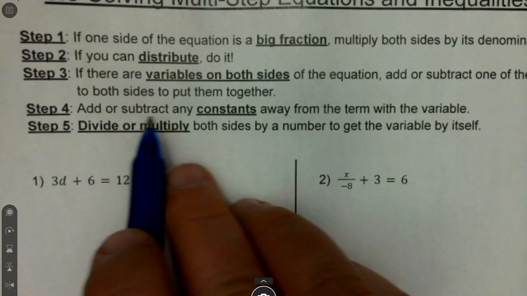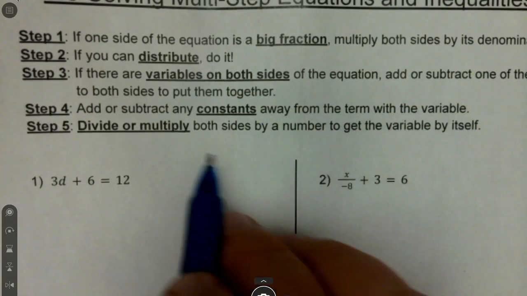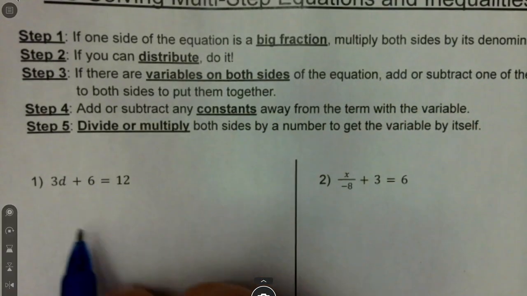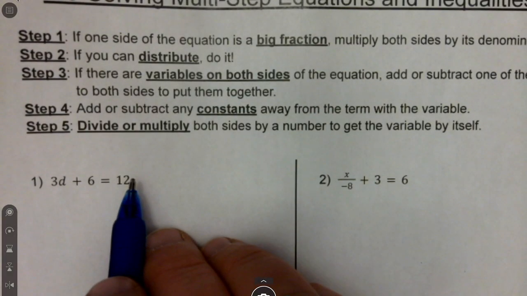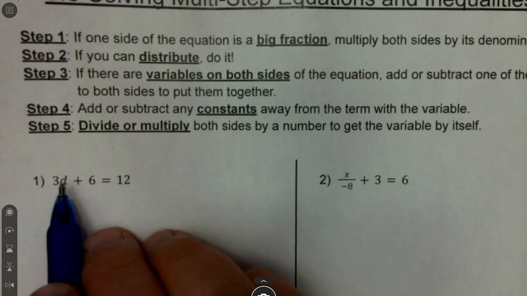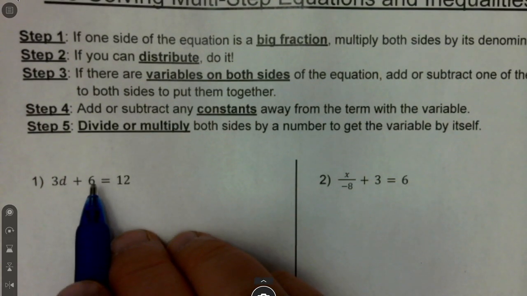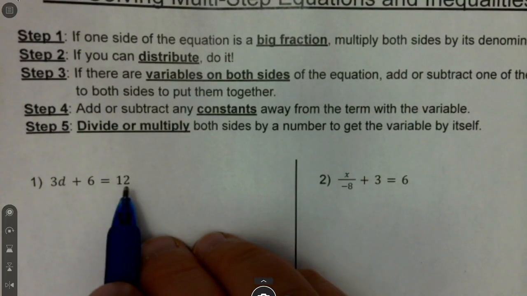So this says add or subtract any constants away from the term of the variable. Now here's why it's worded this way. As we look at this, we have 3 numbers that show up in this equation: a 3, a 6, and a 12. The 3 is a coefficient because it's multiplied by the variable. That makes it a coefficient. The 6 is not connected to a variable. Neither is the 12. So these are both constants.